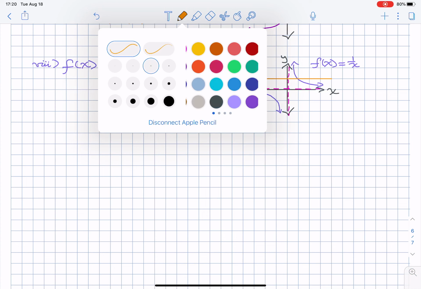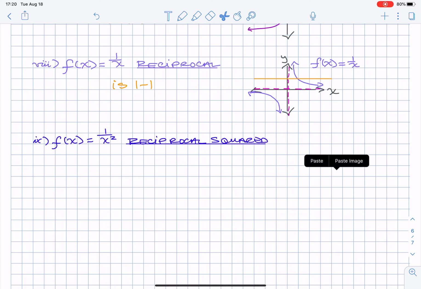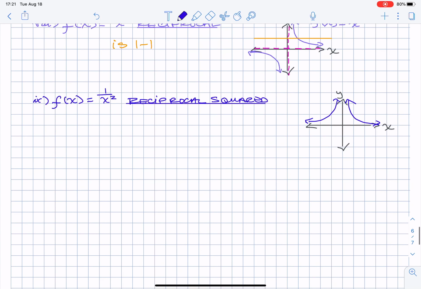And last but not least, let's do number 9. So let's do f of x is 1 over x squared, which is the reciprocal squared. And remember, when you square something, it's always positive. So it'll look similar to the one above, except that part that's negative now becomes positive. So they're both above the x-axis, but the asymptotes are still in the same place. Still the x-axis and still the y-axis.